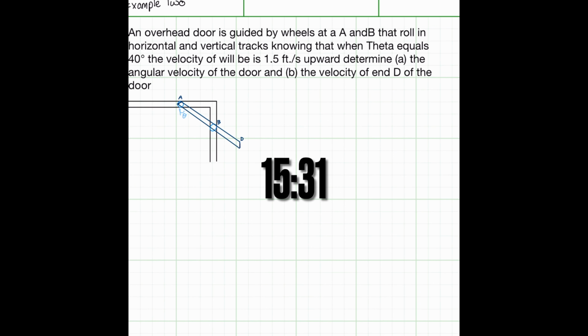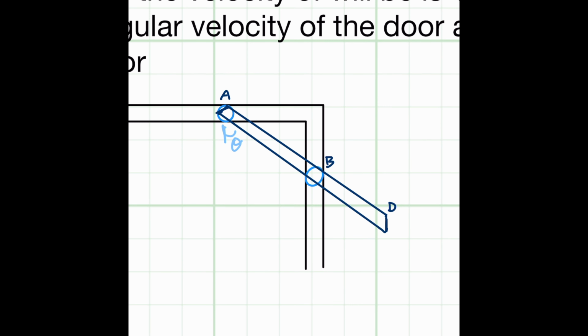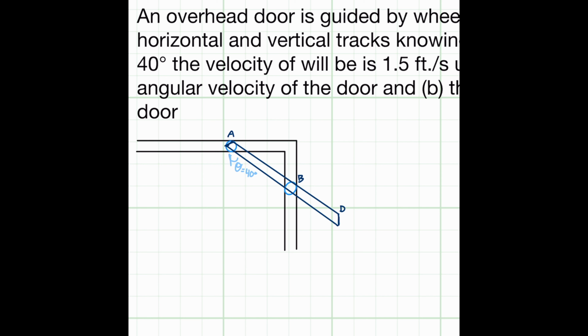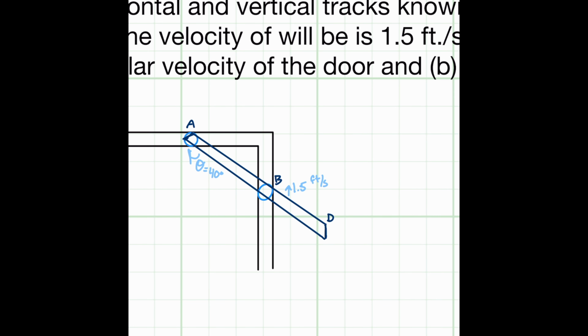Moving on to our third and final example, the same rules apply. If you want the knowns and then to solve on your own, skip to the timestamp on screen. We know that theta is equal to 40 degrees. Wheel B is moving upwards at 1.5 feet per second, and the length between points A and B is 5 feet, and then between points B and D is also 5 feet.